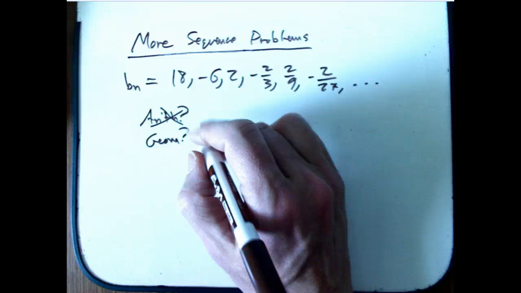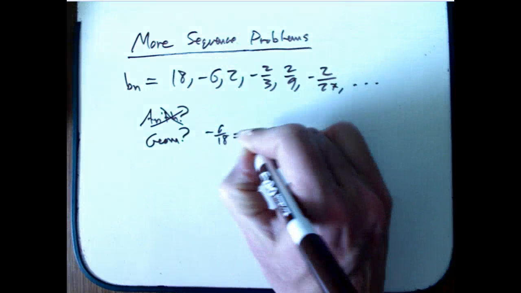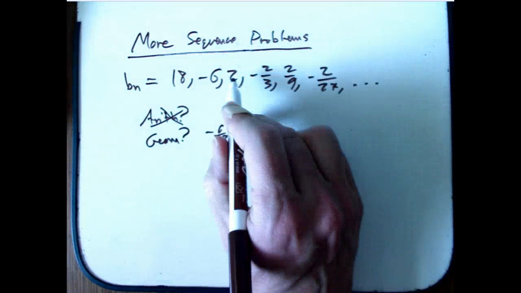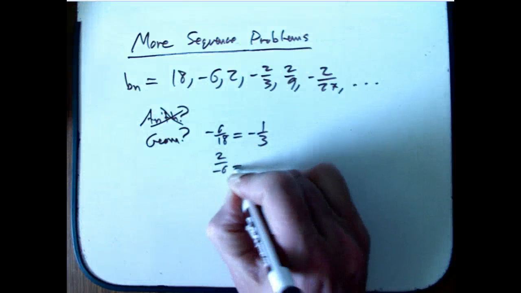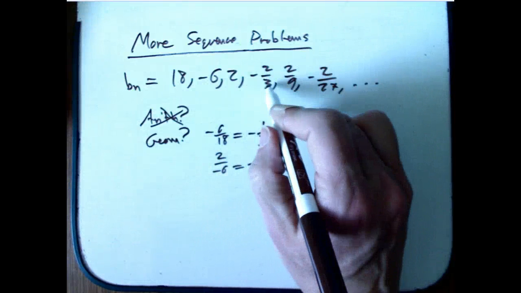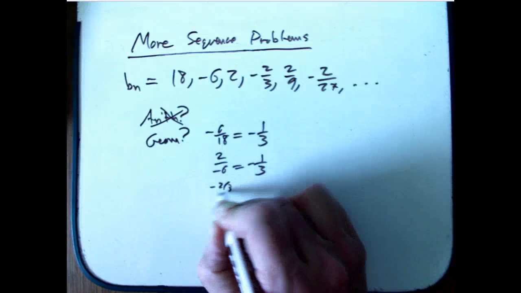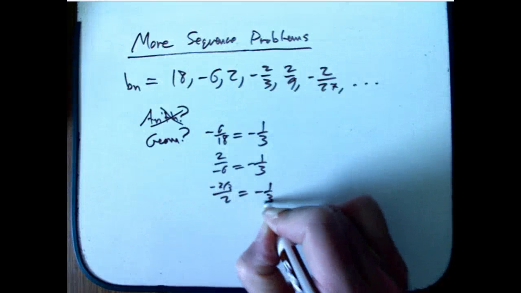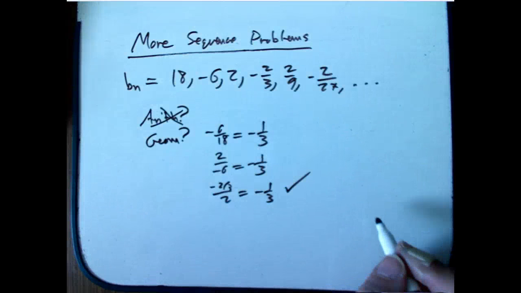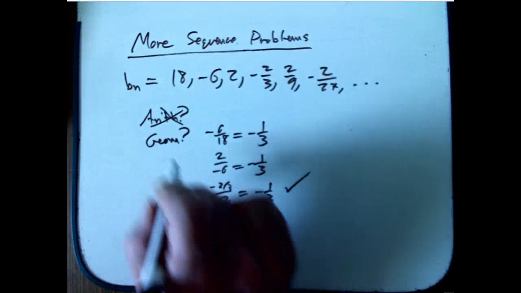The ratio here, minus 6 over 18, is minus 1/3. 2 over minus 6, ooh, that's minus 1/3. Minus 2/3 over 2, the 2's cancel, oh, minus 1/3. And you can check. They are all exactly the same ratio. Okay, so it is geometric.